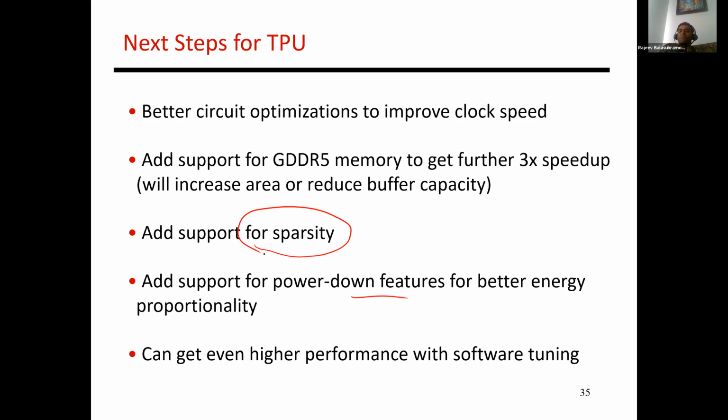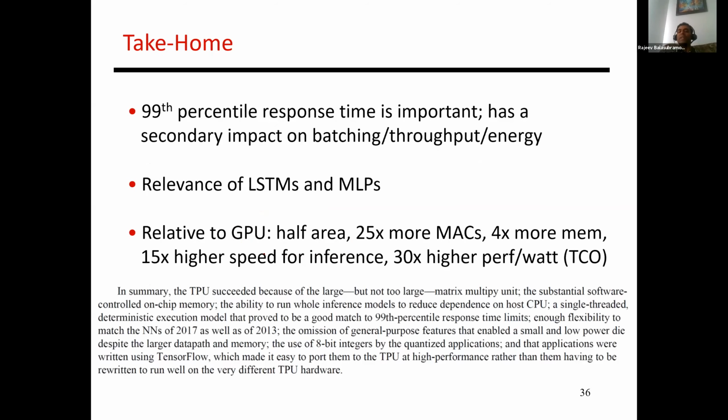Okay, and so yeah, the main take-home messages: they noted that MLPs are important as well. 99th percentile response time is important as well. That has an impact on batching and throughput and energy and so on. And they were able to beat GPUs by a big margin, and most of it was because of being able to do 8-bit integer operations.